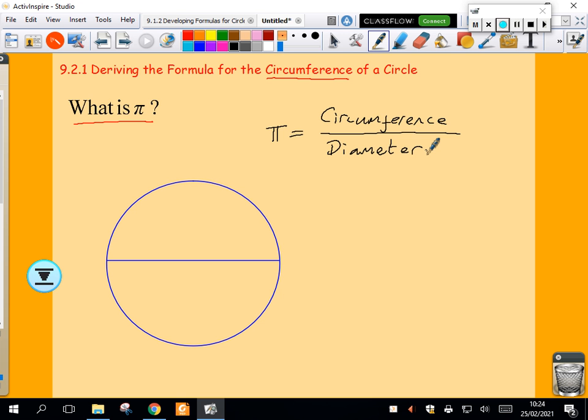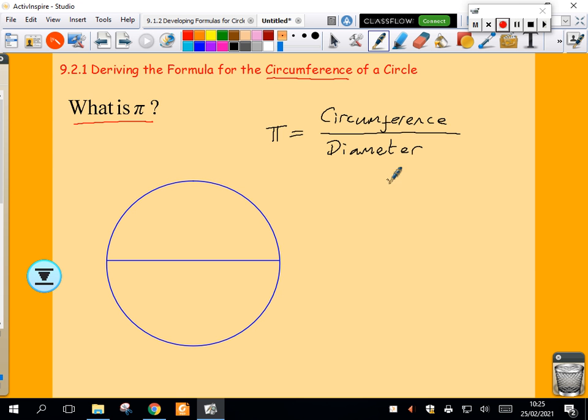Pi has been calculated correct to billions of decimal places. There's people who can recite pi correct to 20,000 decimal places. But the big thing to remember about pi is that it's just the circumference of a circle divided by its diameter. And we use it to help us solve problems around circles.